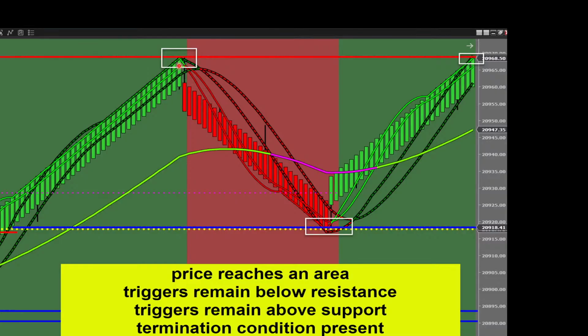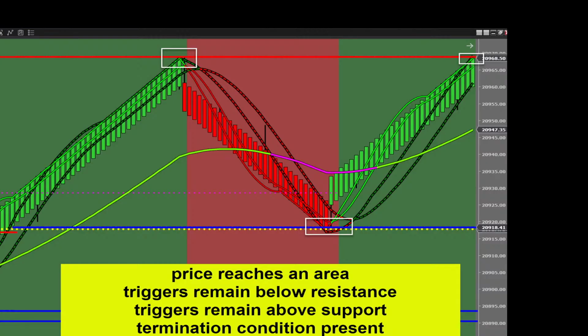So if price reaches resistance, I want you to ask yourself, where are my triggers? And if they are below Fibonacci resistance, Fibonacci resistance is a termination condition. If price reaches support, where are my triggers? My triggers remain above support. Support is a termination condition. And what you're going to find is that termination conditions, every line on your large chart, at least for a fraction of a second, will be a termination condition.